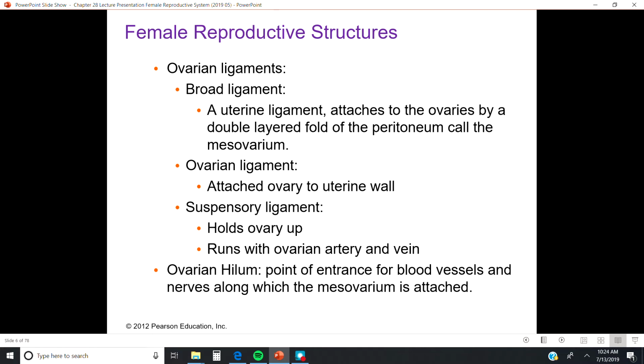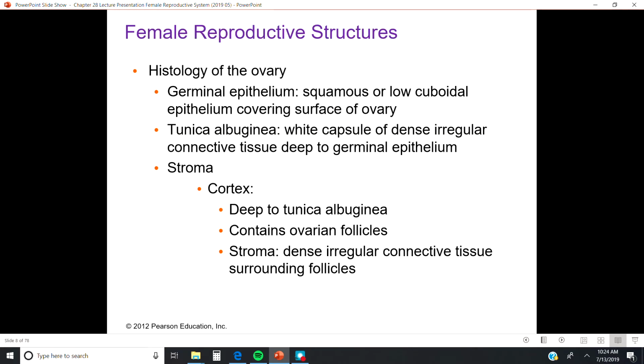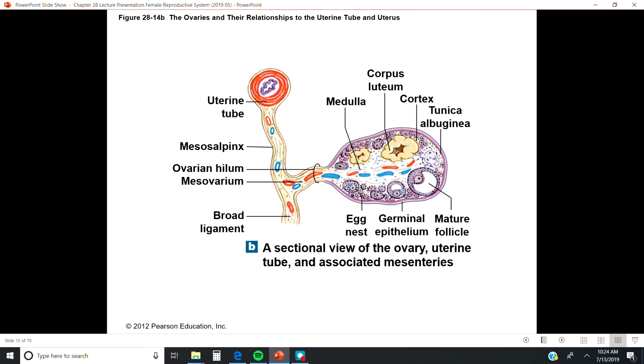And then what keeps the ovaries suspended is going to be the suspensory ligament. Now, the part of the ovary, let me jump up for a second. Here's a picture of an ovary that's been cut on a frontal section. The part of the ovary where structures enter the ovary is known as the hilum, right?